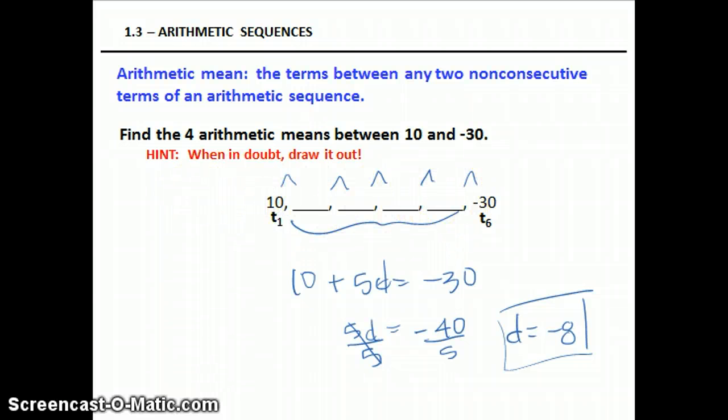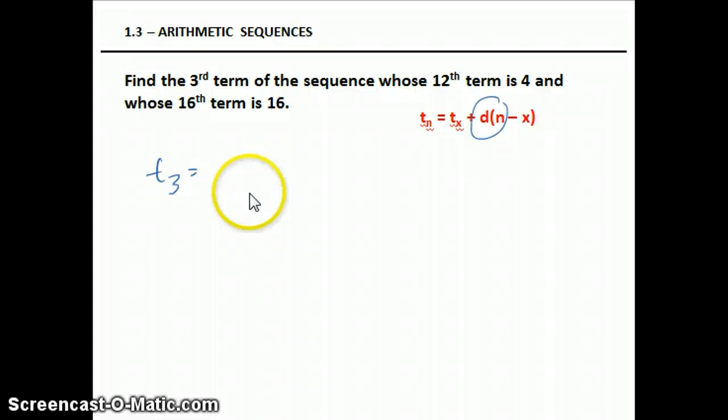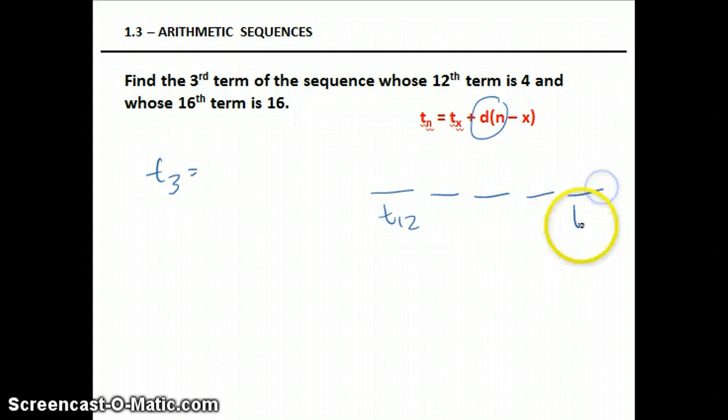So now let's look at this problem. Find the third term of the sequence whose 12th term is 4 and whose 16th term is 16. Well, you'll notice that we don't have a first term. We don't know what that is. But we still need our common difference. So the first thing that we are going to do is find that. If we know our 12th term, so that's going to be t sub 12, 13, 14, 15, and we know our 16th term, t sub 16.